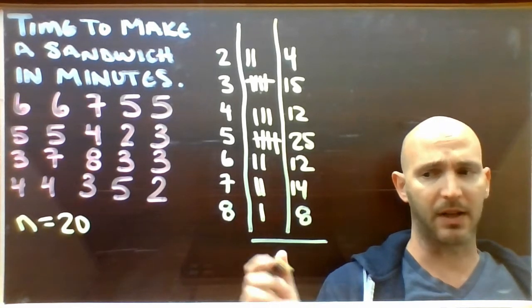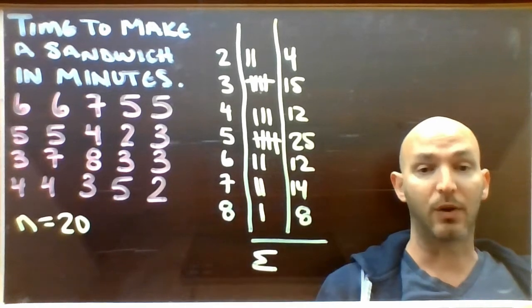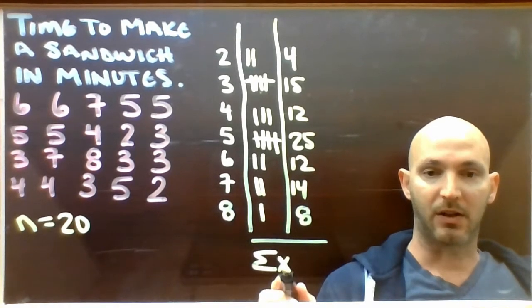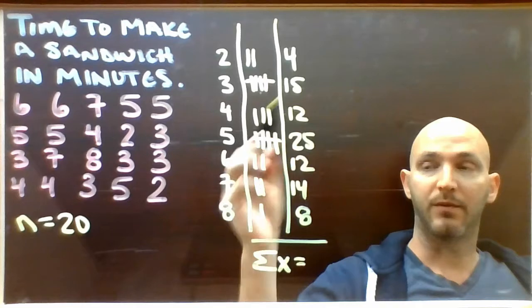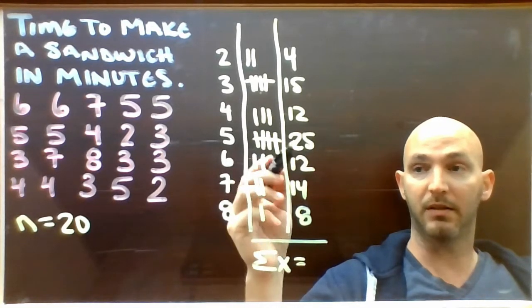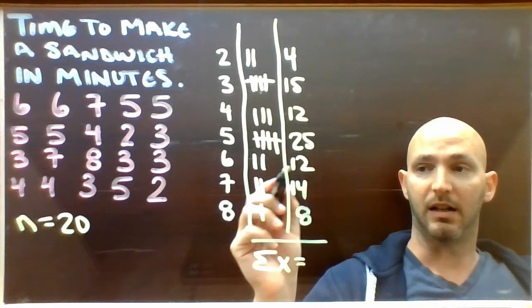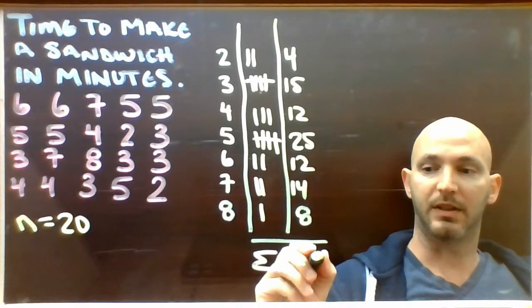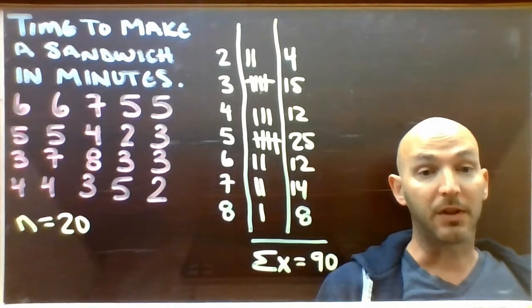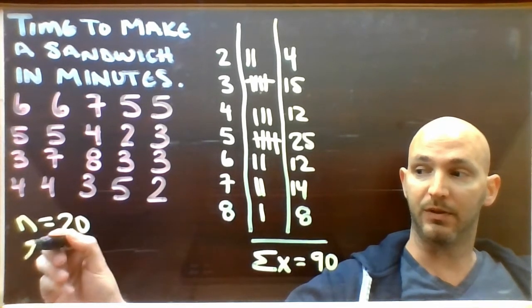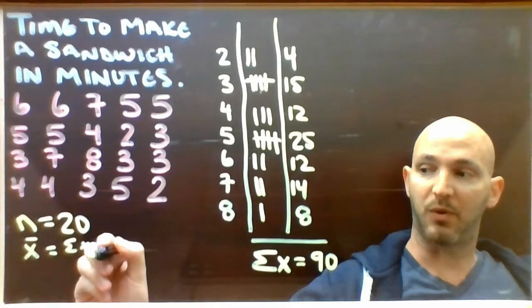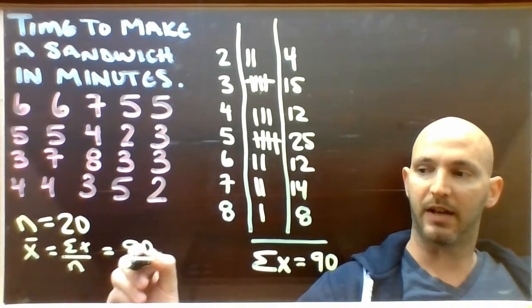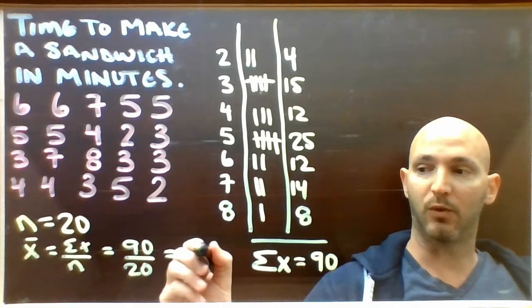Now I'm going to use a symbol to write that. We're going to use a sigma. That's a Greek letter. And in math, it means take all the data points and add them up. So if I do that, 4 and 15 is 19, plus 12 is 31, plus 25 is 56, 68, 78, 82. It gives me a total of 90. So if I'm going to do my average value, then I would need to do the sum of all the data points divided by the number of data points, which would give me 90 divided by 20 for a grand total of 4.5.